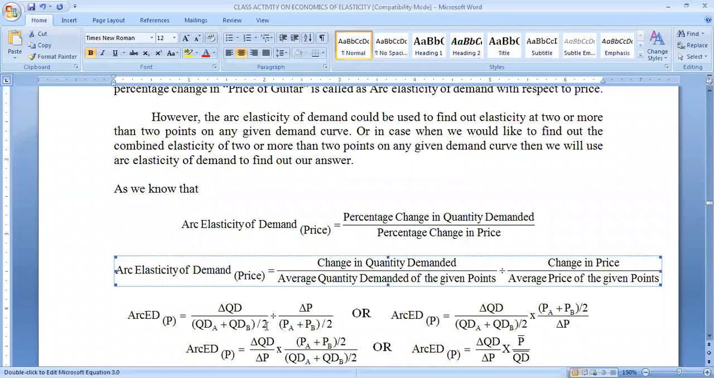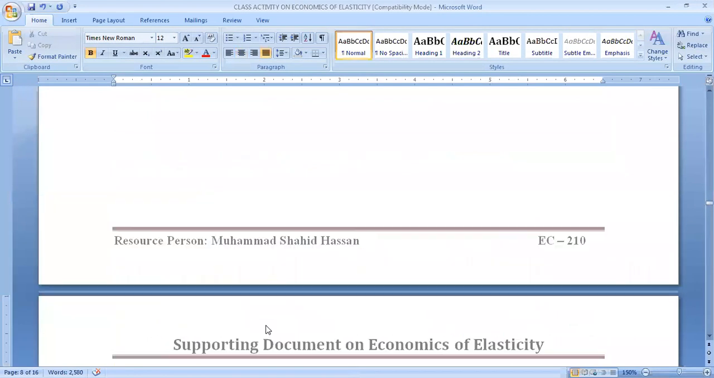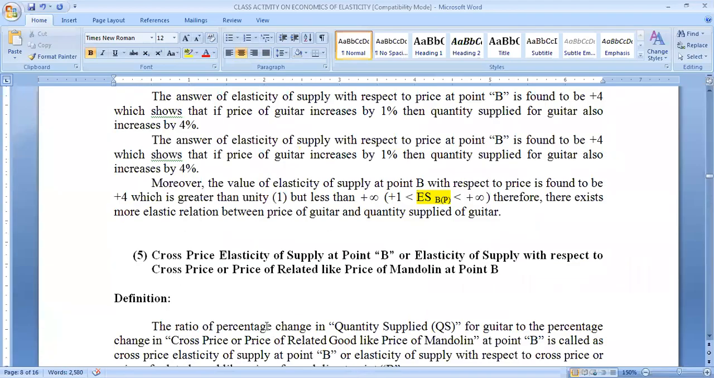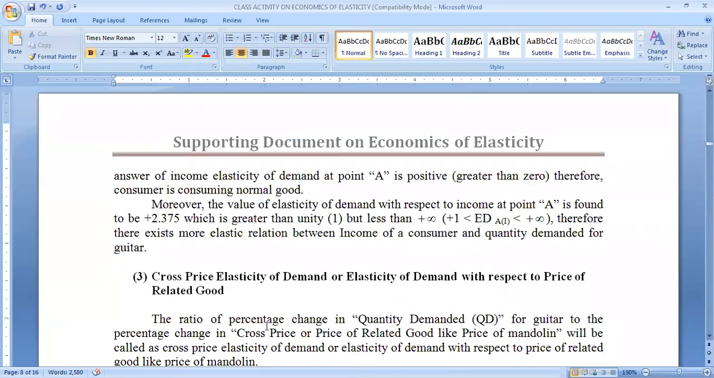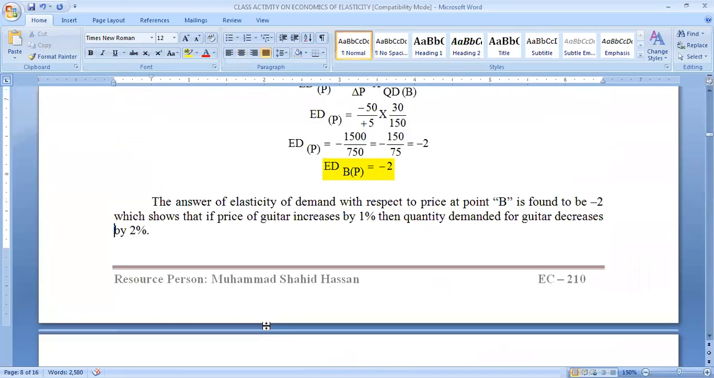So in our case, if you look at the table, let me copy the table again. Where is that?